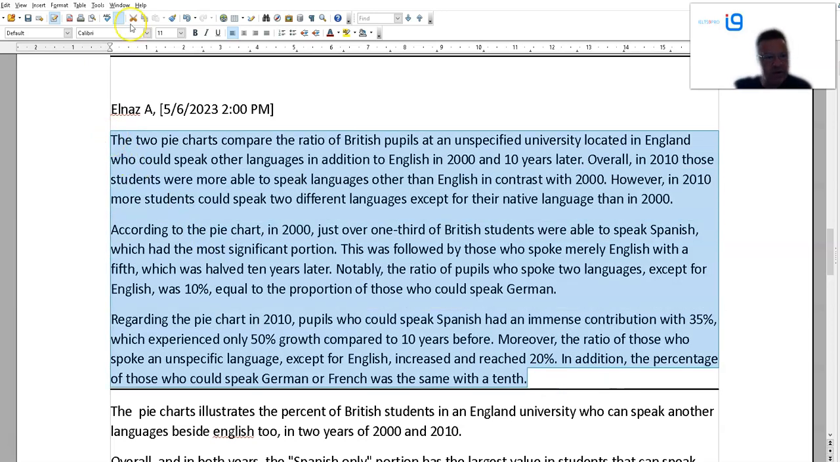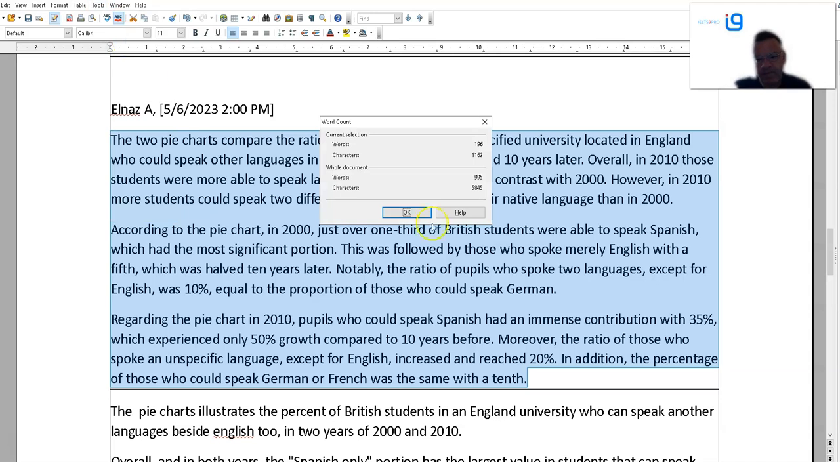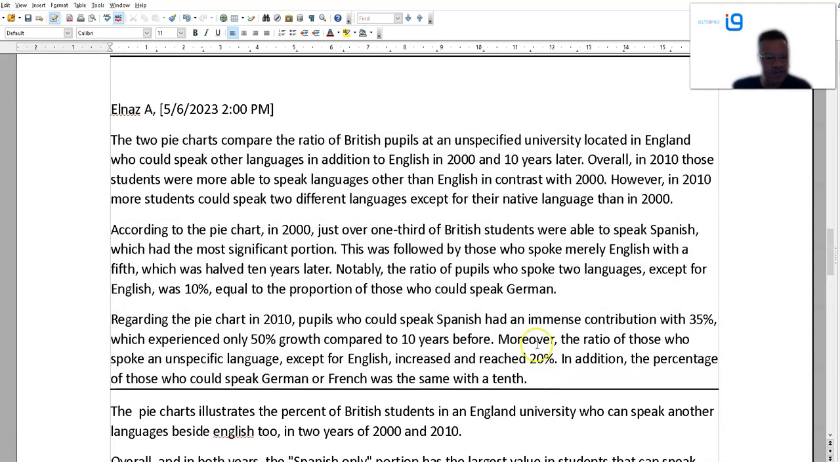Actually, let me just check a word count here. 196. Okay, that's plenty. Spanish, which had, right, so now that should be in the overview really, because that's a significant figure. Okay, and just over a third. So what's the percentage exactly? Here we need figures and data. Which I'm saying, I've spoken merely English. Well, it's not merely, is it? It's only. Merely is not quite the same thing.